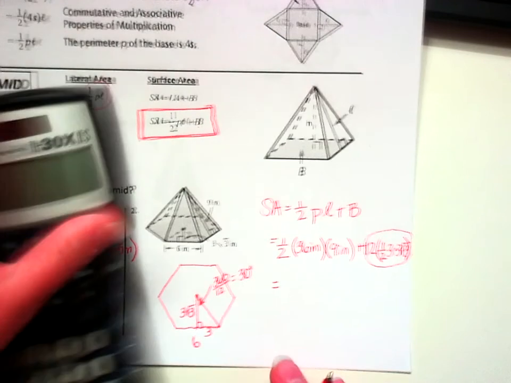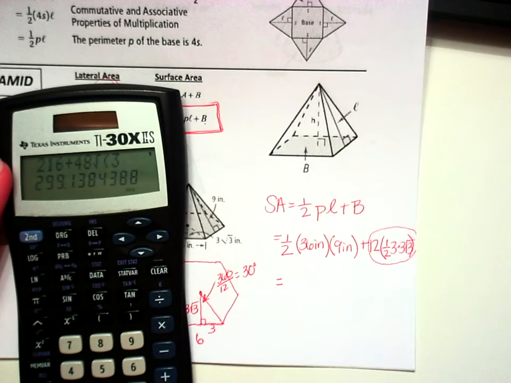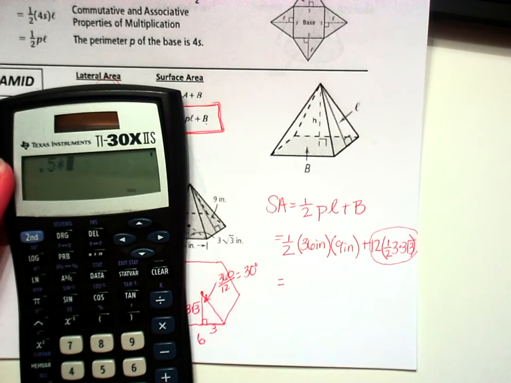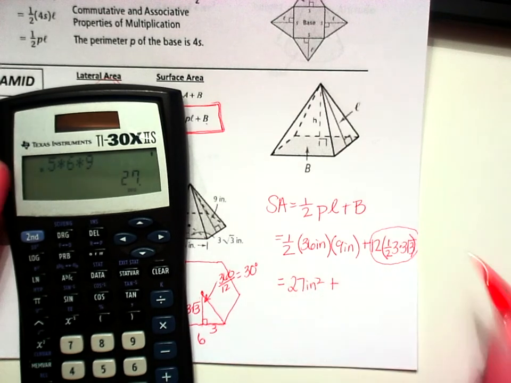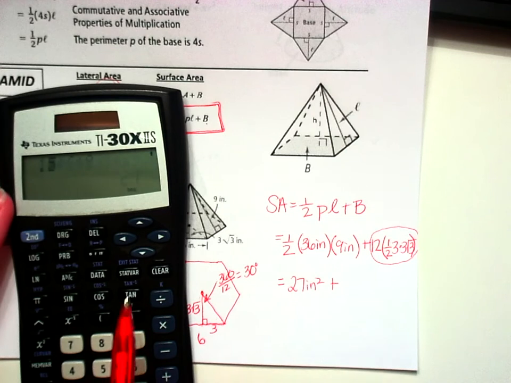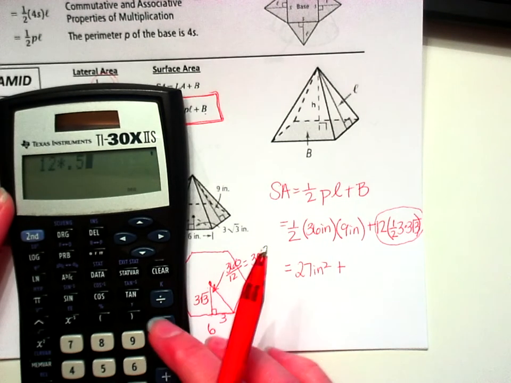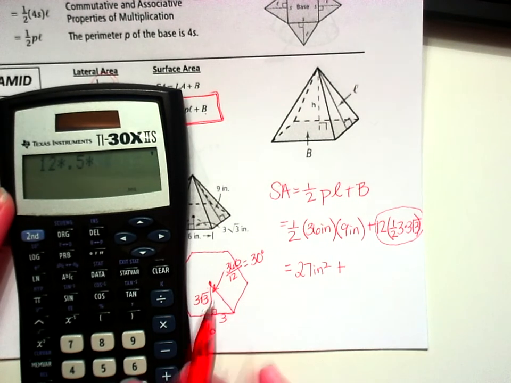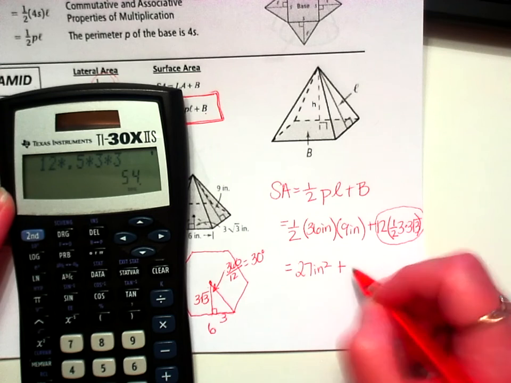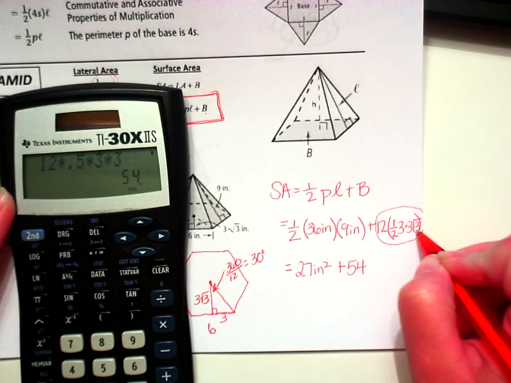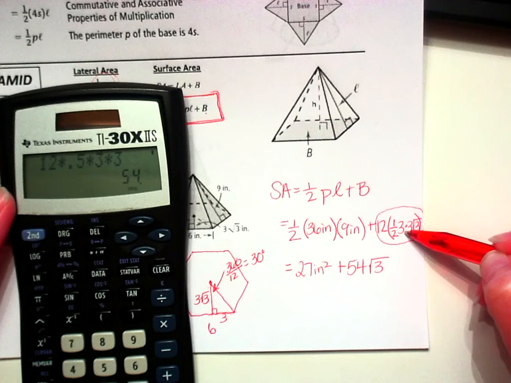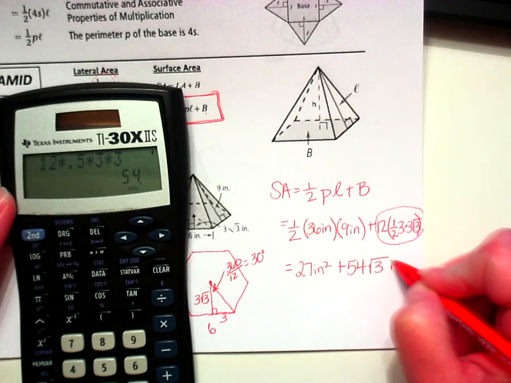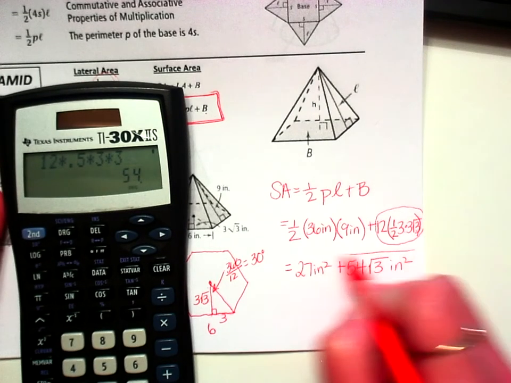So in my calculator, I'm going to go 0.5 times 36 times 9, and I get 27. Okay, and then over here I'm going to do 12 times 0.5 times 3 times 3, and I get 54. And then there's a square root 3 with it. Okay, I couldn't fit my units in there, but this was inches, so this would be inches squared. And then that is my exact answer.